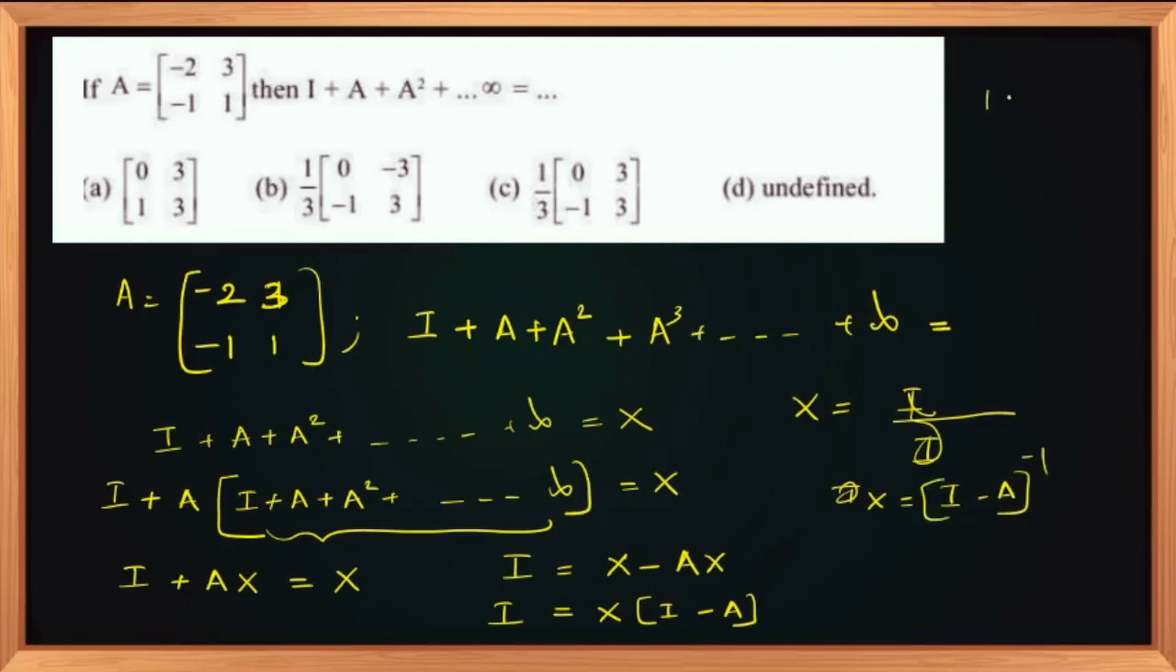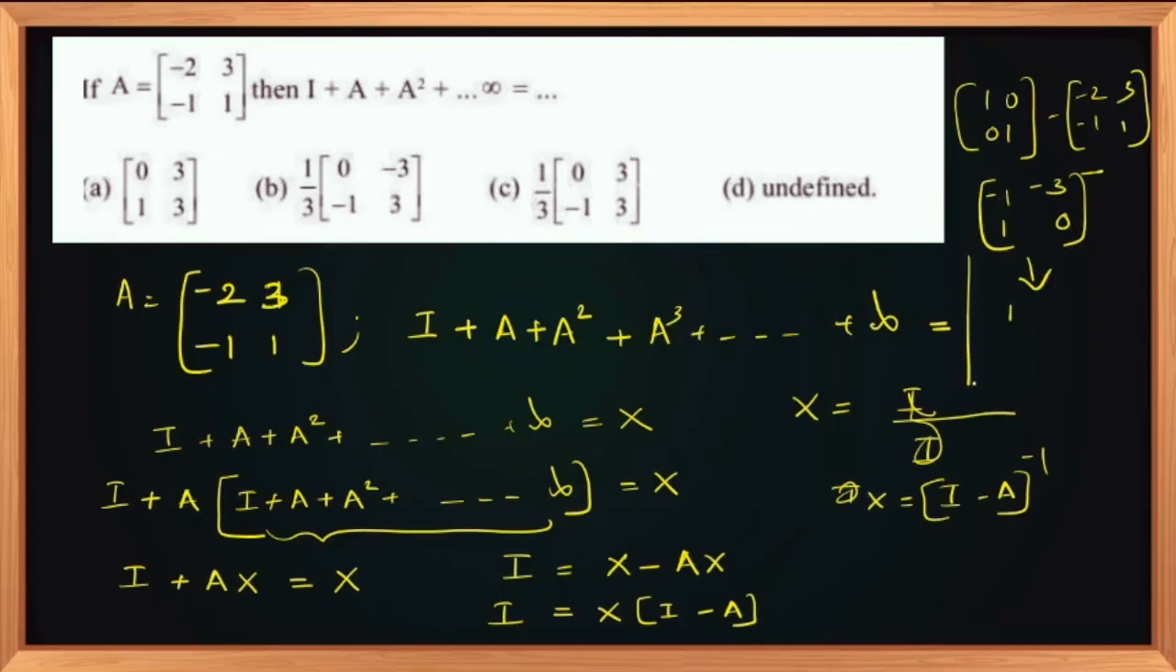So what is I? I is 1, 0, 0, 1, minus A is minus 2, 3, minus 1, 1. So what is I minus A? That will be 1 minus 2, that is minus 1, minus 3, this is 1 and 0. So what is the inverse of this matrix? The inverse of that matrix will be 1 by determinant of A. Determinant will be 0, 1 by 3. 1 by determinant of A into, you interchange the diagonal elements, put negative sign for the other diagonal elements. So this will be the correct answer, right?